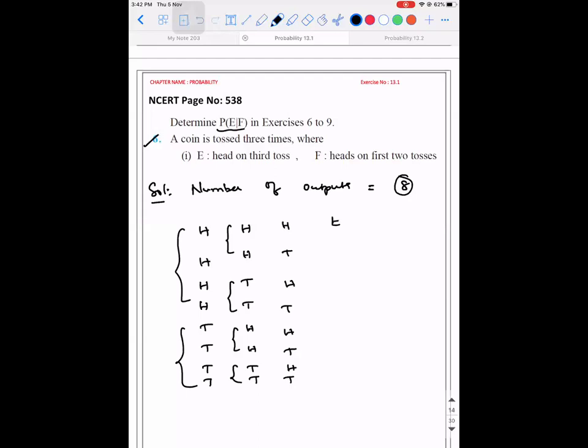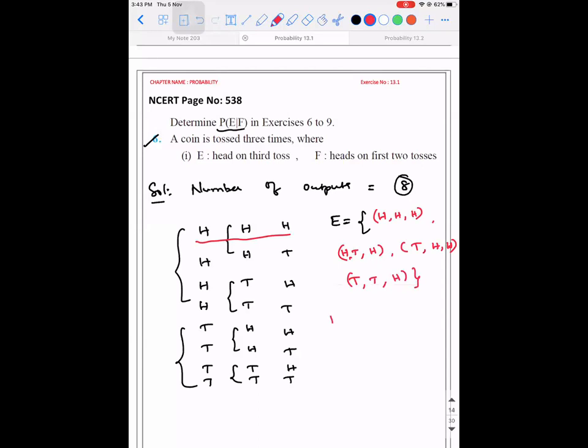So what is the set E? Head on the third toss. So how many events are there with head on the third toss? 4 events. So what are they? Head, head, head. There is a triplet. Head, tail, head. Then what are they, guys? Tail, head, head. Then tail, tail, head.